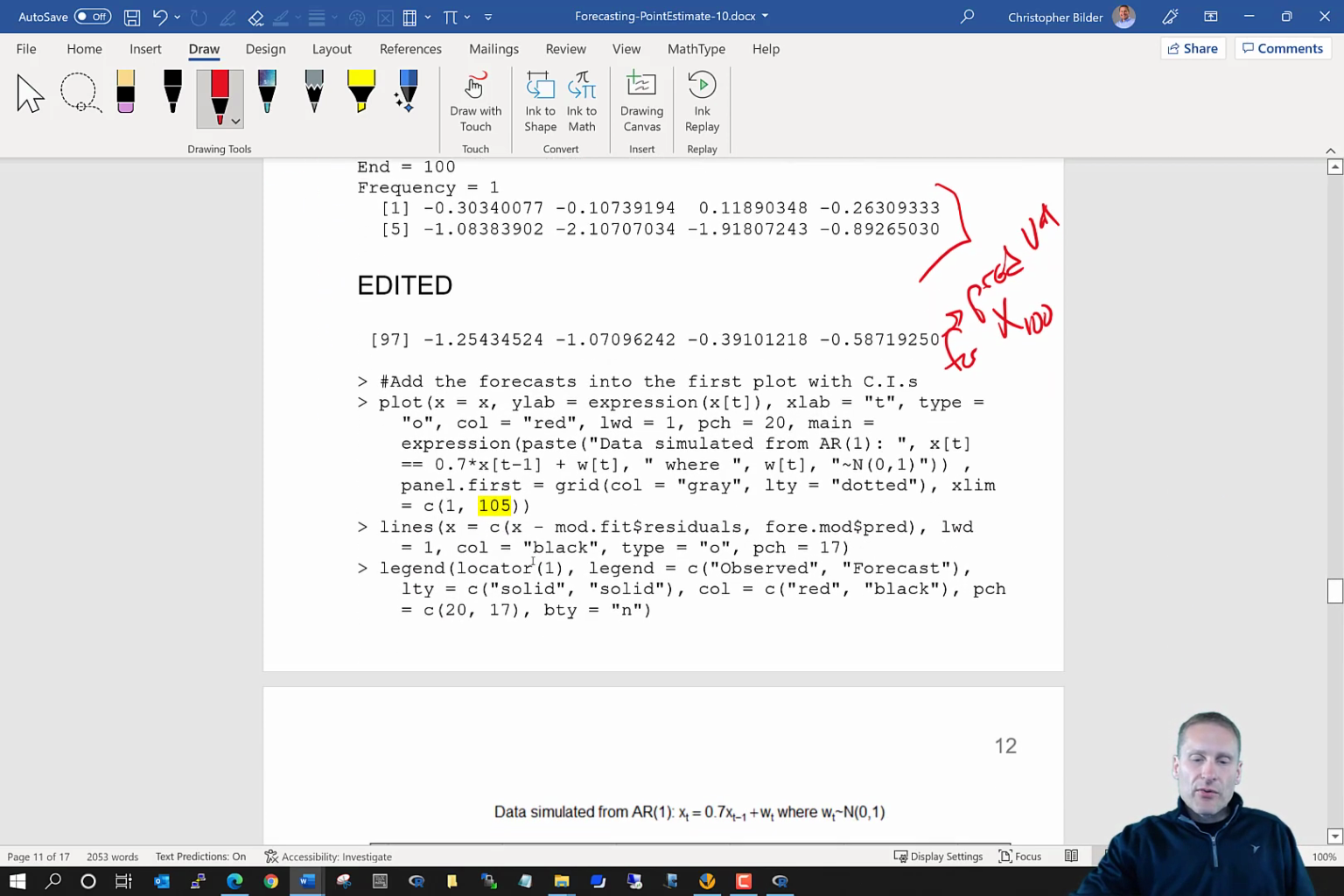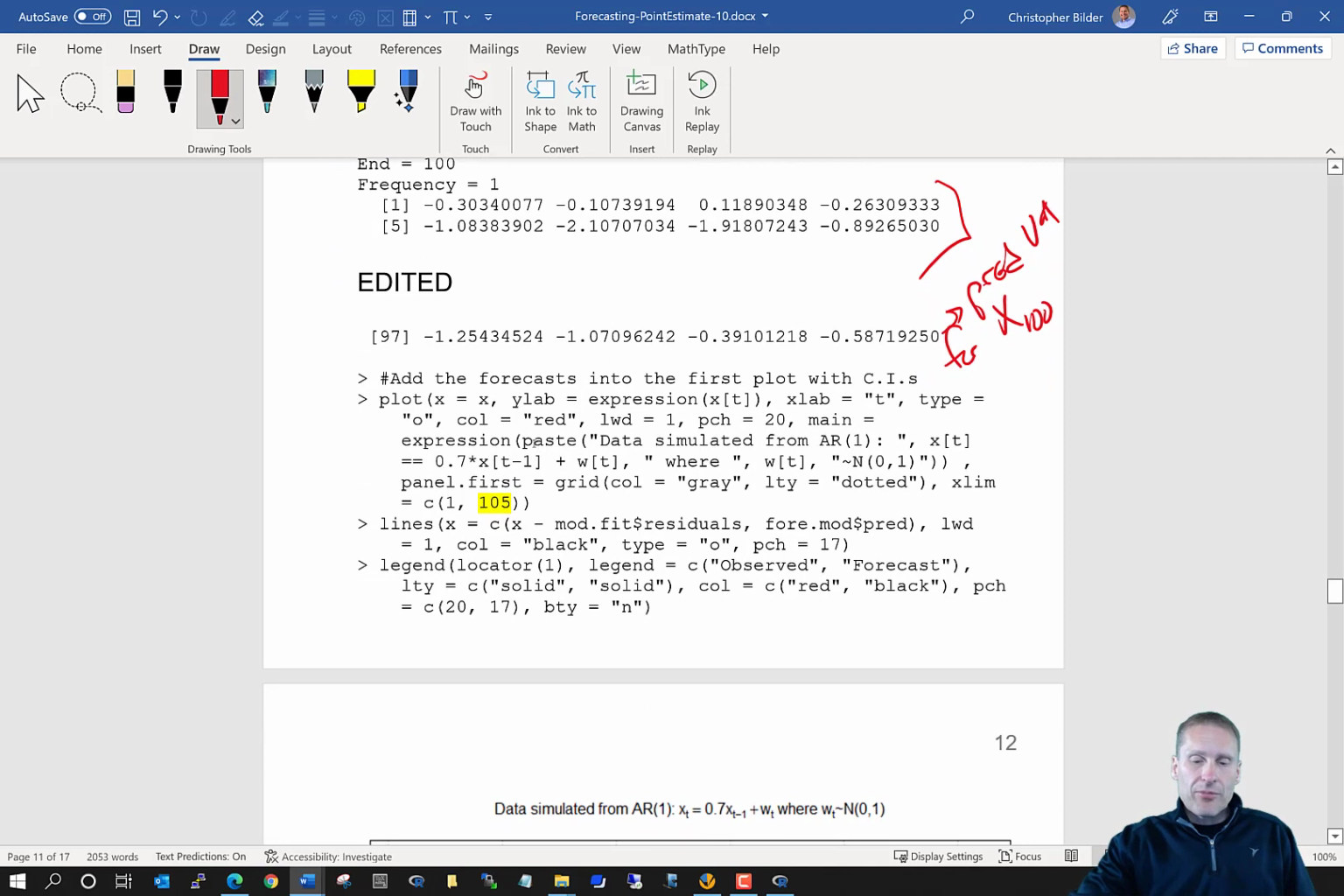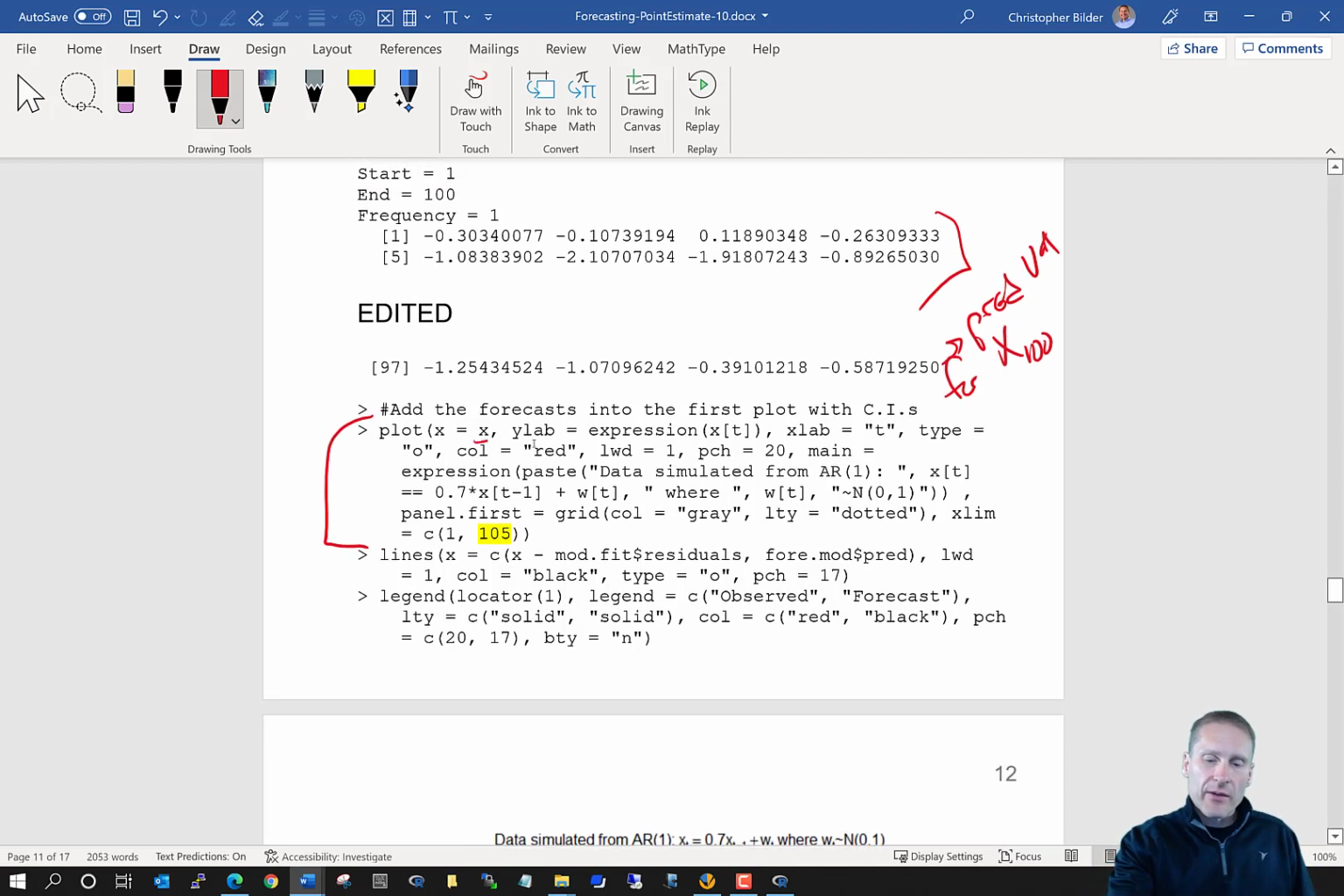So now that I have these predicted values, let's do that plot that I've been leading up to. Here's my regular code that we've seen before to plot a time series. So I'm plotting my time series right here. The one difference is that I'm going to specify what my x-axis limits are, because by default R would only go up to time point 100 because that's what's in x. But since I also want to show the forecasts, I will extend my x-axis out to time point 105.